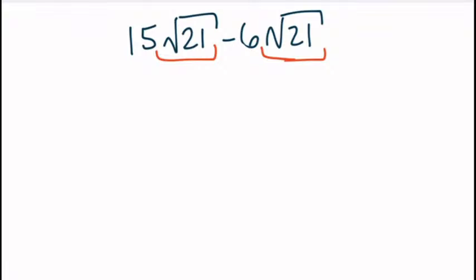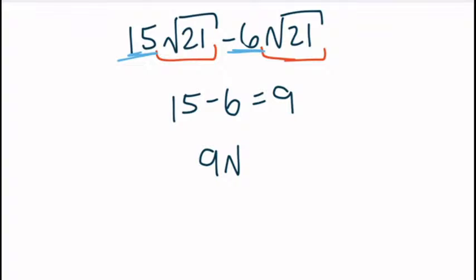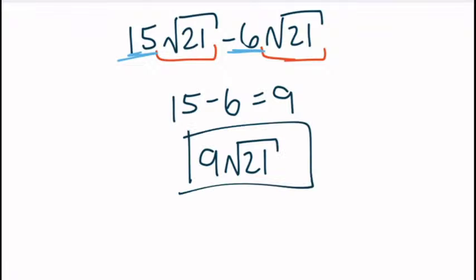However, if you had a radical with a radicand inside of it that is divisible by a perfect square, it's always best to simplify it. So moving on, we're going to take the numbers from this problem and solve that first. So 15 minus 6 equals 9, and then we put the radical after it. So it's going to be 9 radical 21, and that's our final answer.